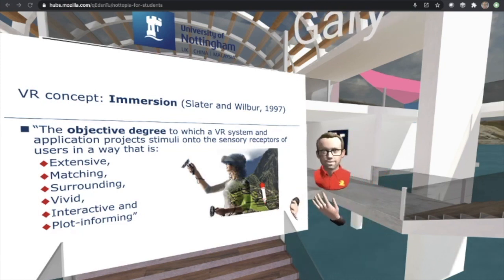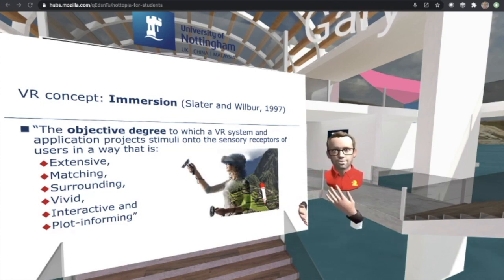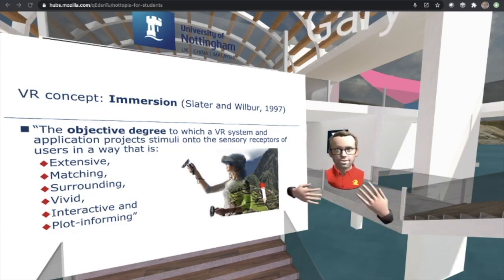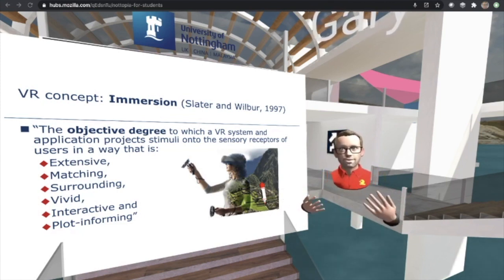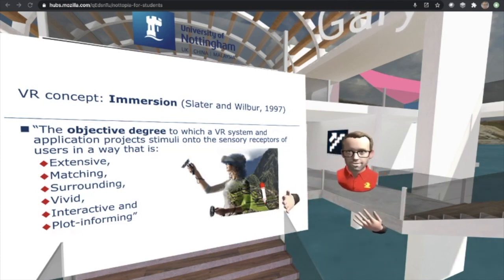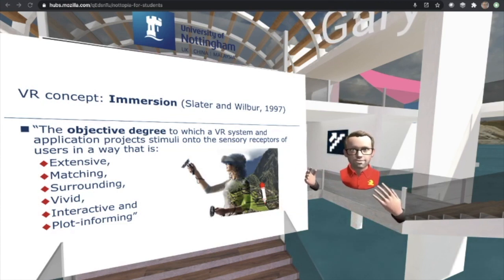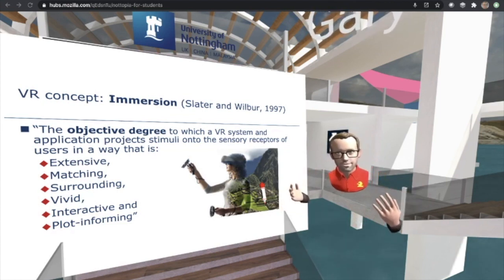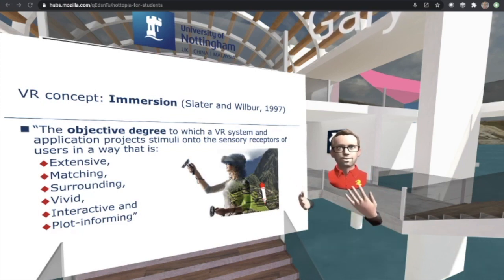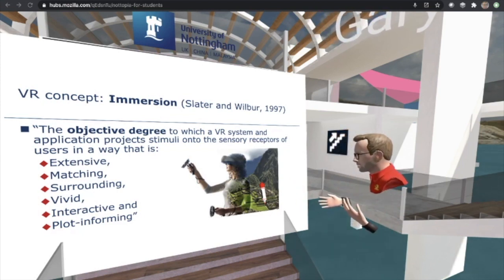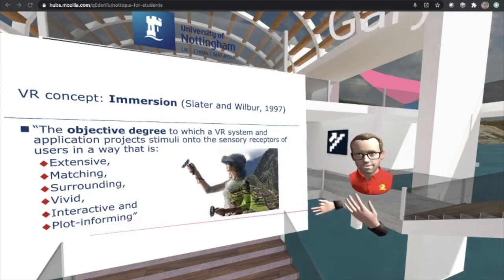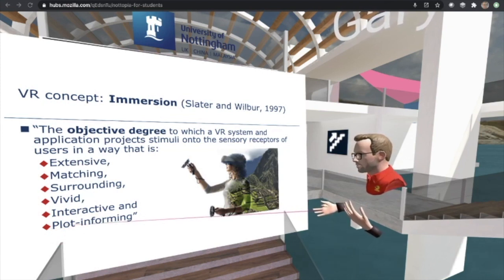It's interactive. High immersion means high interaction. So it means that I can actually influence the world as well. It's a two-way thing. I can reach out, touch things. I can move things. I can change this world that I'm in. That's truly interactive.